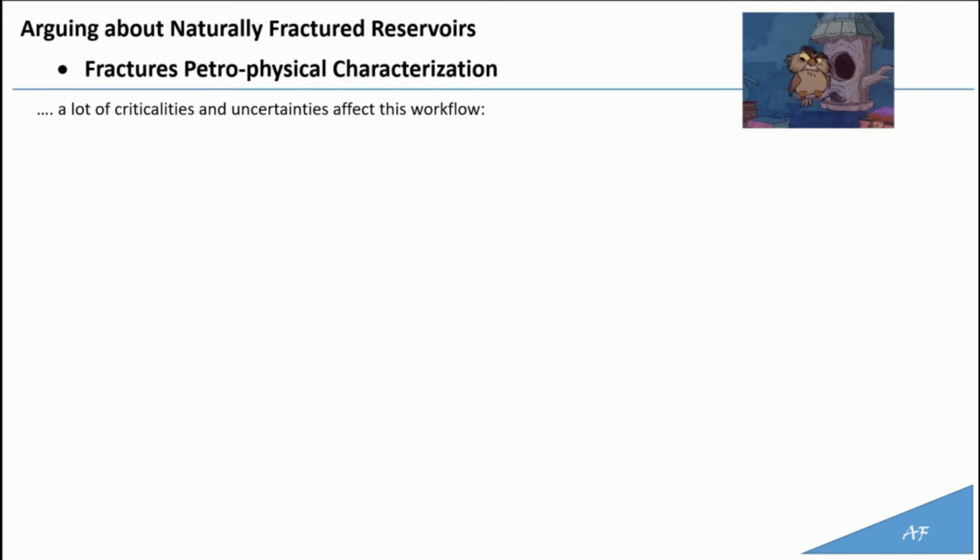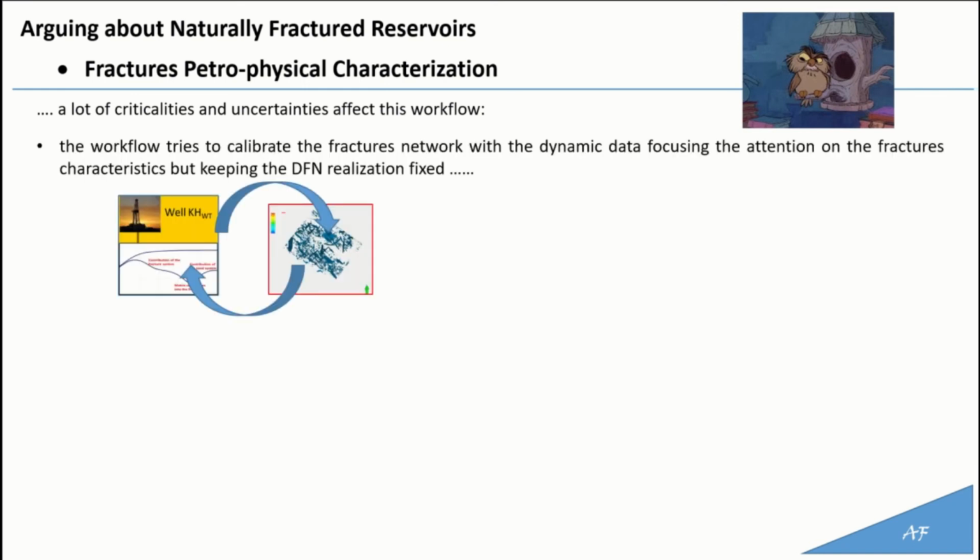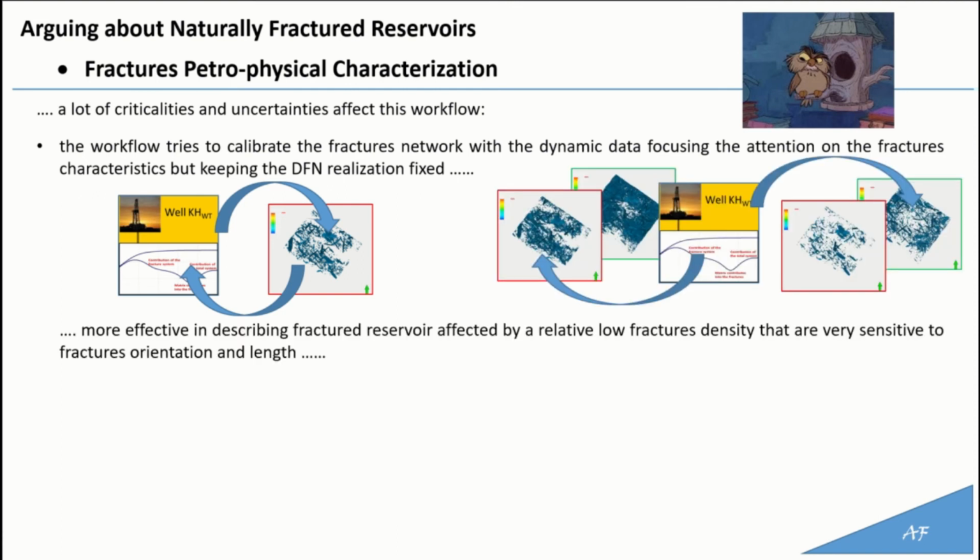In fact, a lot of criticalities and uncertainties affect, as usual for fracture study, this workflow. Among the others, we have to highlight that the workflow tries to calibrate the fracture network with the dynamic data, focusing the attention on the fracture characteristics, but keeping the discrete fracture network realization fixed. An alternative approach could be that of considering different discrete fracture network realizations and/or different discrete fracture network characteristics. That means different values of fracture length, orientation, and density.